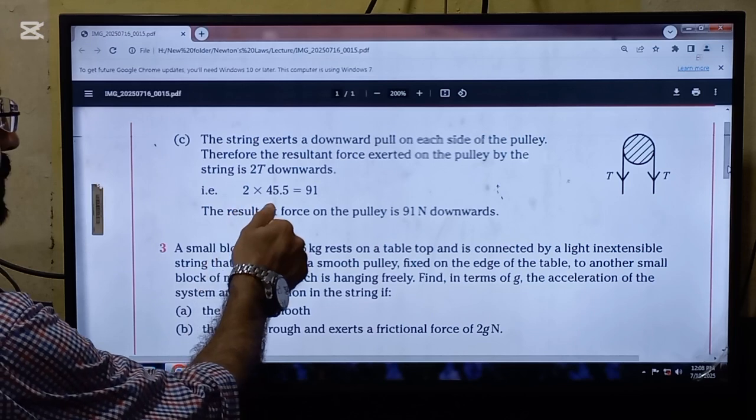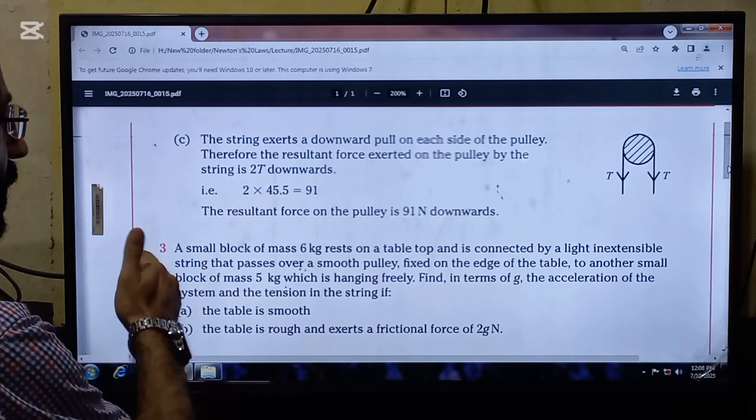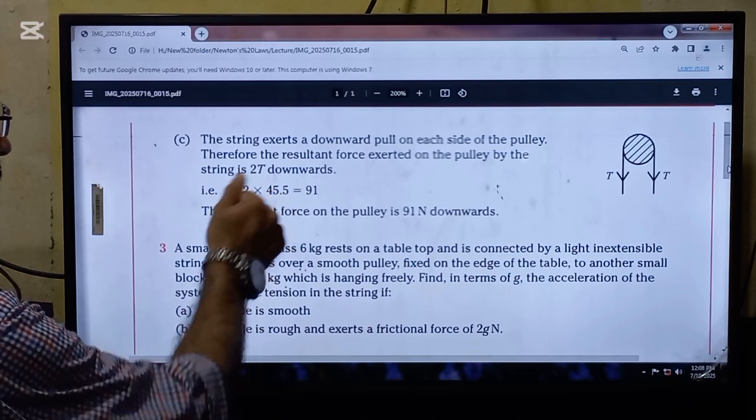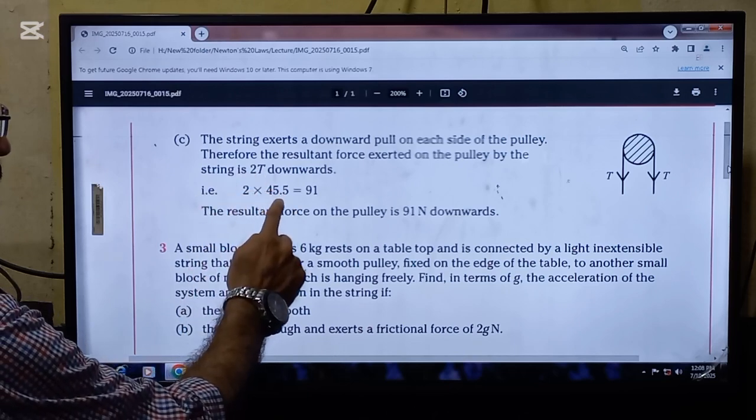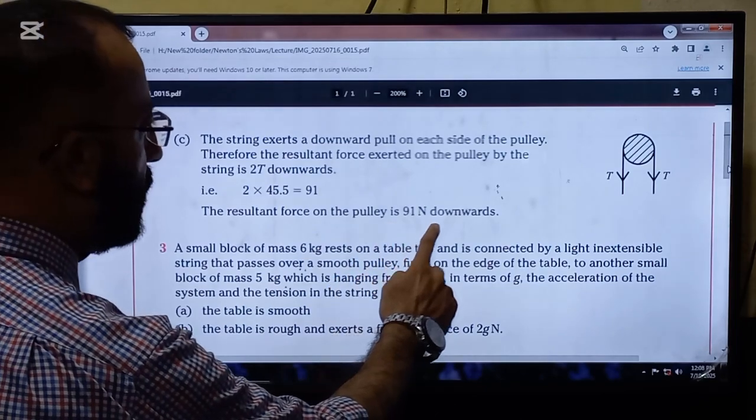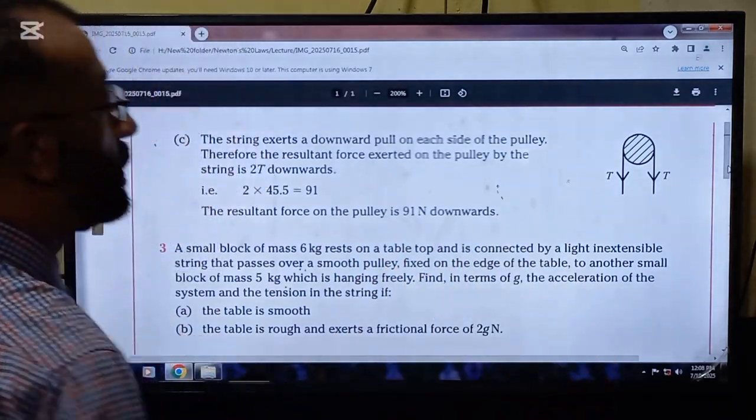Okay, that is 2 times the T that you have found in part B. So put this value of T in place of T. So 2 times 45.5 will be 91. So the resultant force on the pulley is 91 Newton downwards.